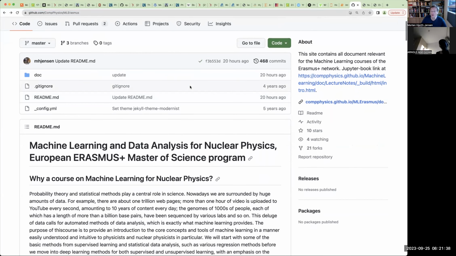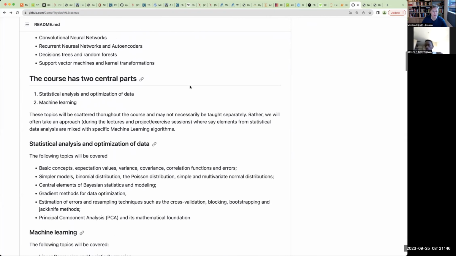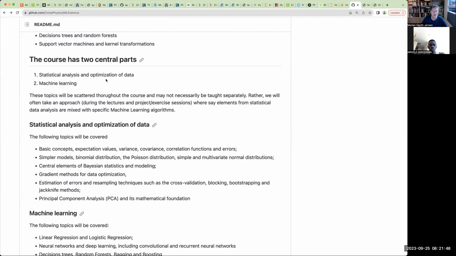Now, just to give you a quick overview of where you find the material. Typically, after these introductory words, you will see the parts which we will in general cover here. We will deal both with a little bit of statistics and optimization of data. And then obviously we will focus on machine learning.